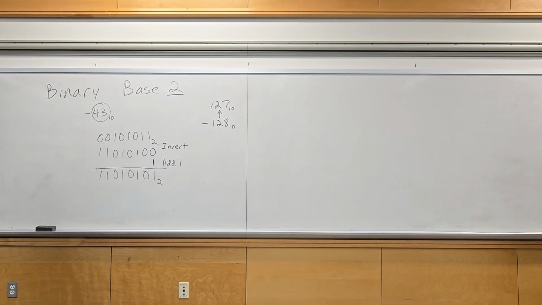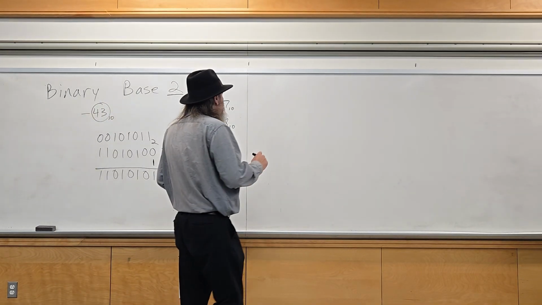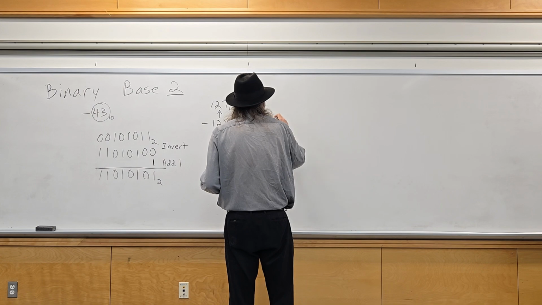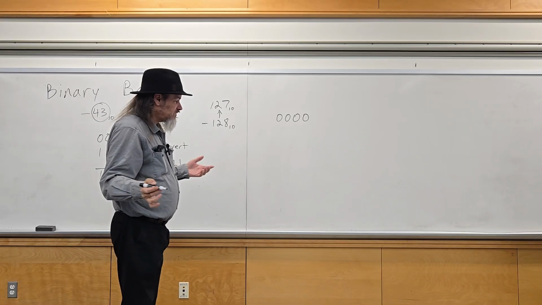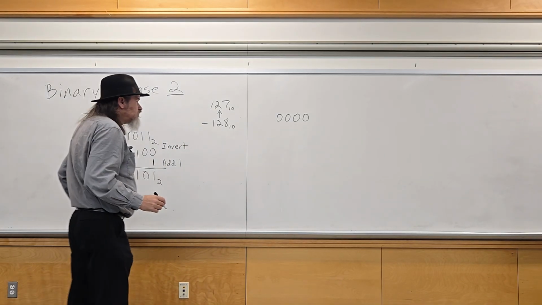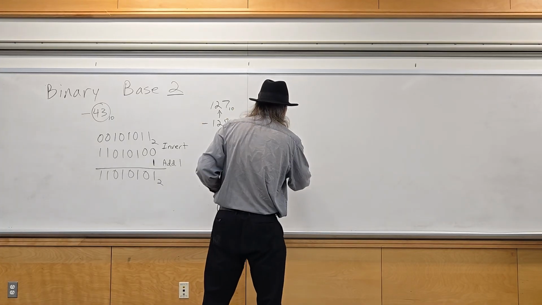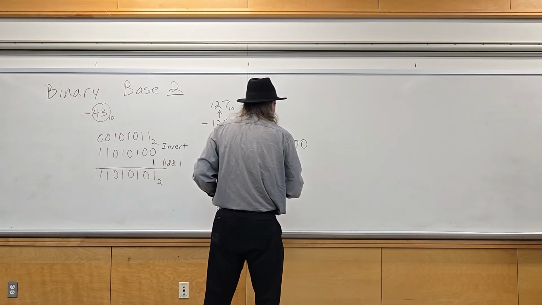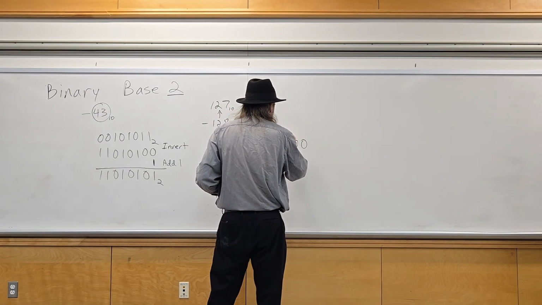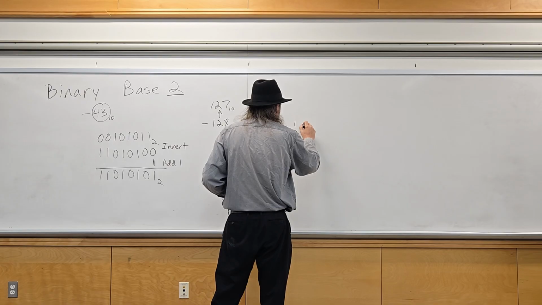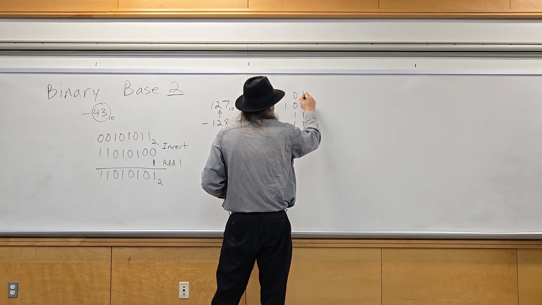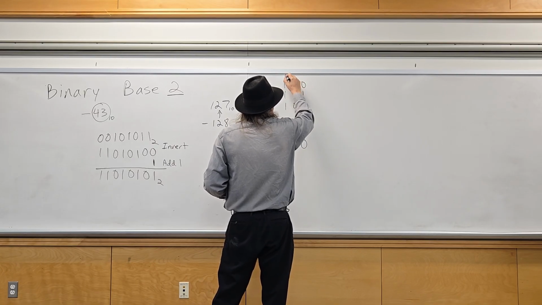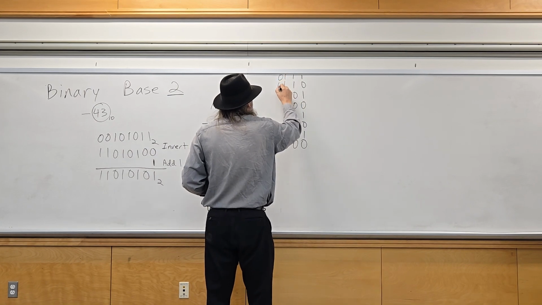So when you look at the number line, I'll just do 4 bits instead of 8. You have 0, 0, 0, 0 for 0, of course. Let's put that in the middle. Counting up, you have 0, 0, 0, 1, 0, 0, 1, 0, 0, 0, 1, 1, 0, 1, 0, 0, and so on up to 0, 1, 1, 1.